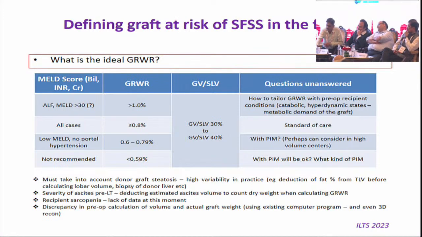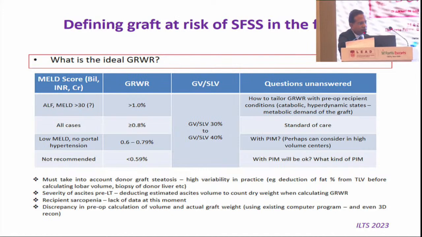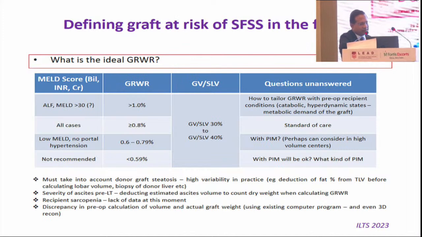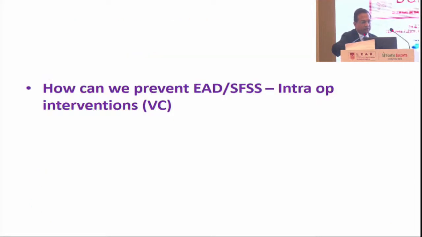Yes, so this is what the new ILTS guidelines also say, that for a very sick patient, ALF, high MELD, you should have more than one. In all cases 0.8, 0.6 to 0.8 in selected cases, low MELD, not very high portal hypertension, and 0.6 or less is not recommended. I think what the ILTS guideline has used is a MELD of 19. So lower than 19 is low MELD actually. According to that, this patient at 17 was probably okay for 0.7. But anyway, that's a moot point.